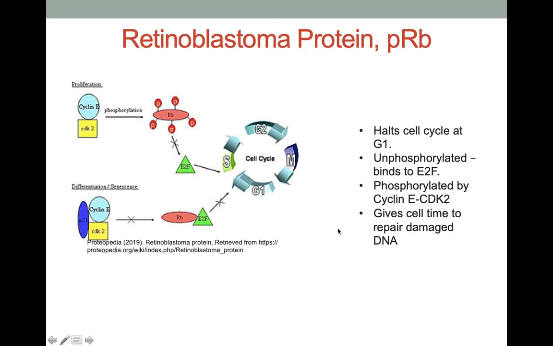This is important because if DNA damage is noticed, this mechanism here gives the cell time to go through and repair the DNA before it continues with the cell cycle.